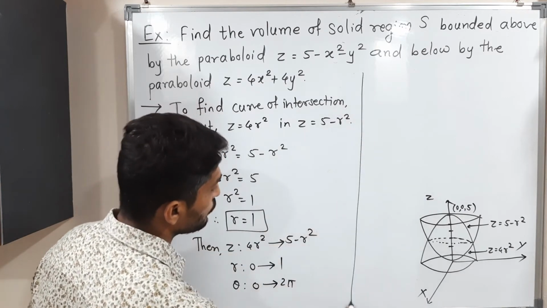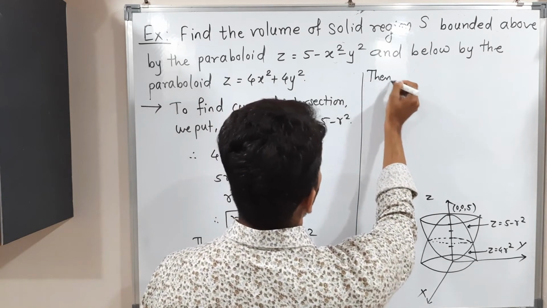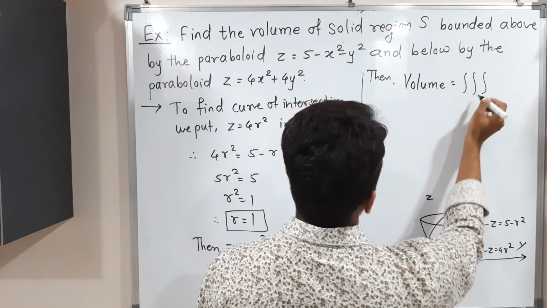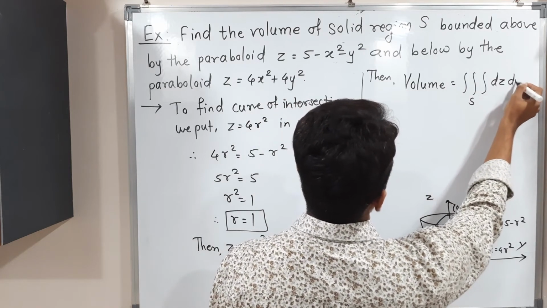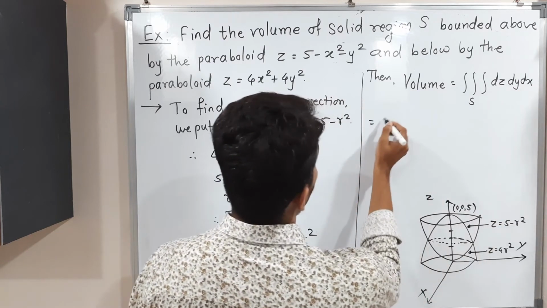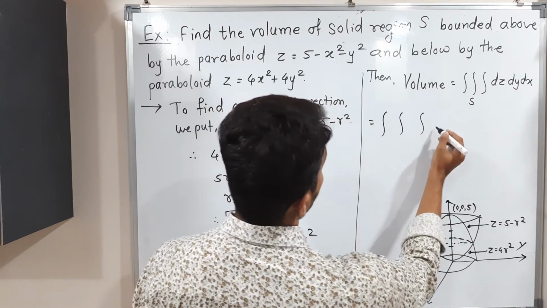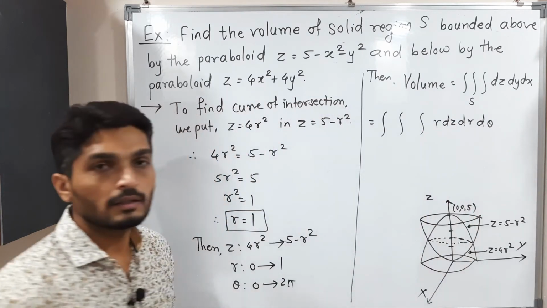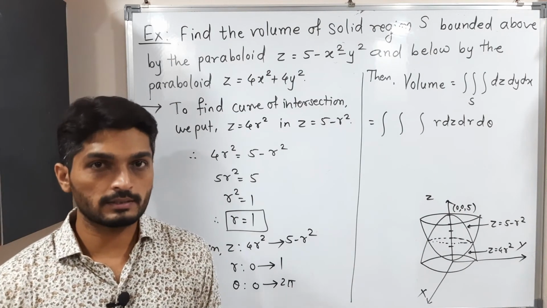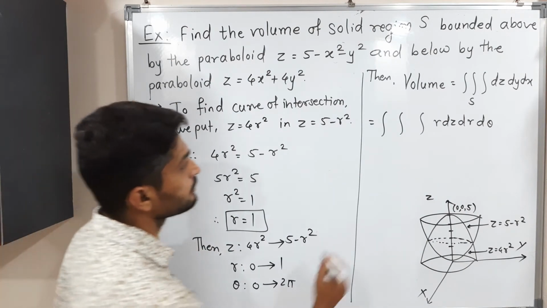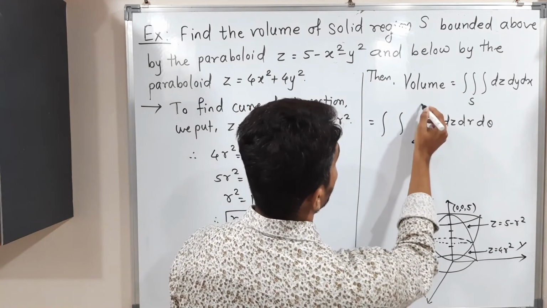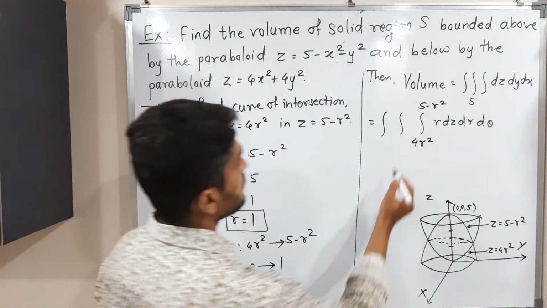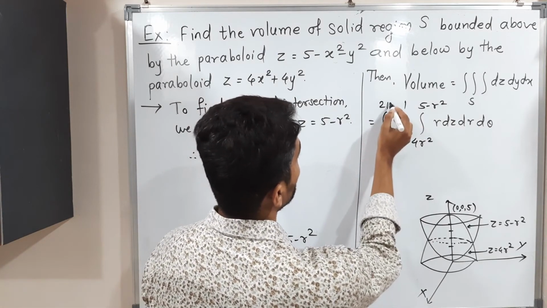So let us find the volume now. What is the formula of volume? Triple integration over S dz dy dx. So triple integration r dz dr d theta, since we have converted this problem to the cylindrical coordinate system. What are the limits of z? 4r square to 5 minus r square. Limits of r 0 to 1 and theta 0 to 2 pi.